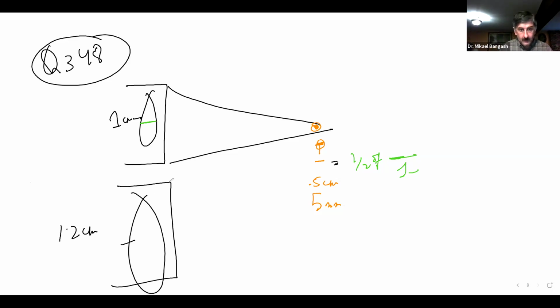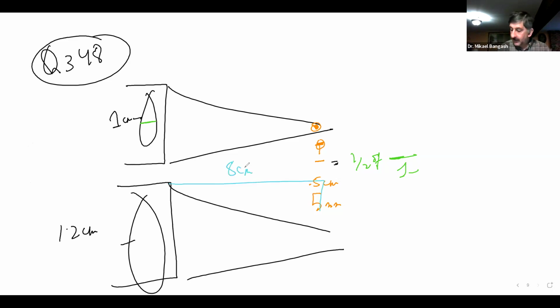So this is the focus, and what they mean is that this distance here is 8 centimeters, a focal depth of 8 centimeters. Anyways, what is the best estimate of the lateral resolution at a depth of 16 centimeters?